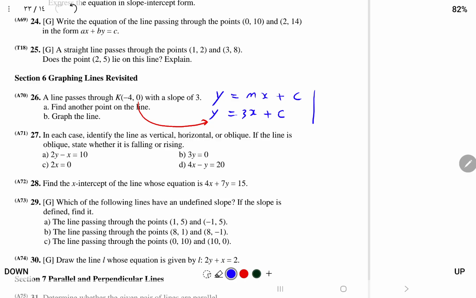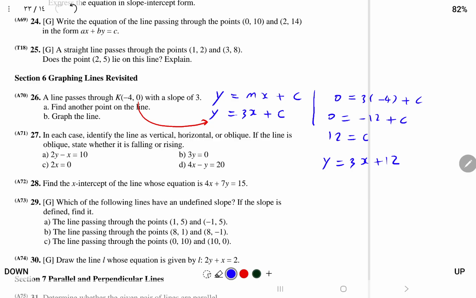So we write now 0 is equal to 3 times negative 4 plus c. 0 is equal to negative 12 plus c. 12 equals c after taking 12 to the left side. So the equation will be y equals 3x plus 12.